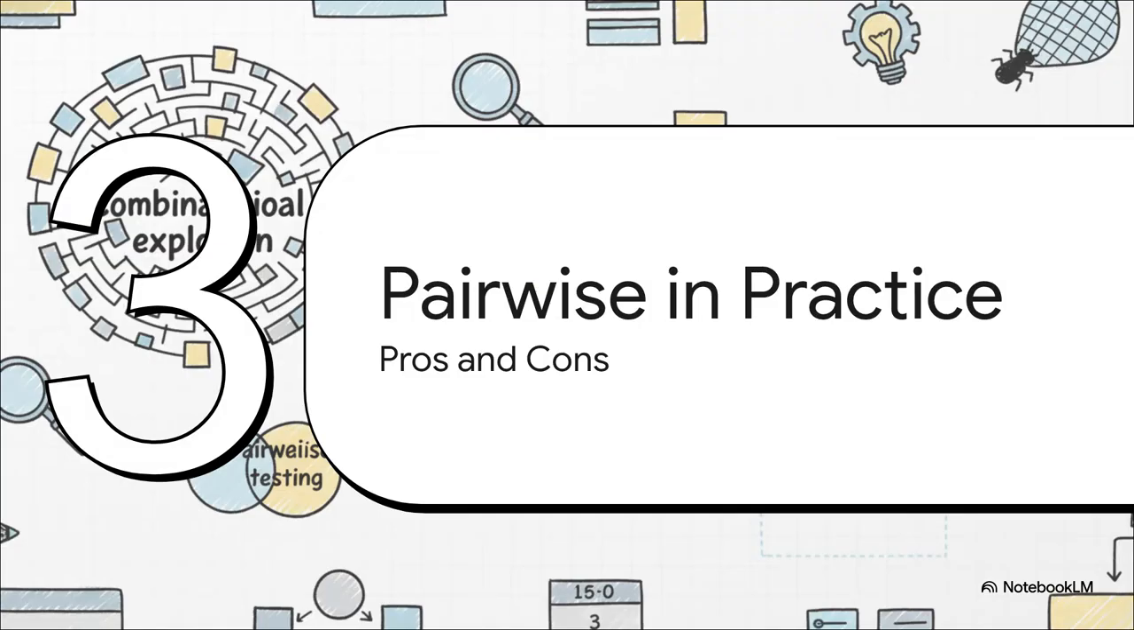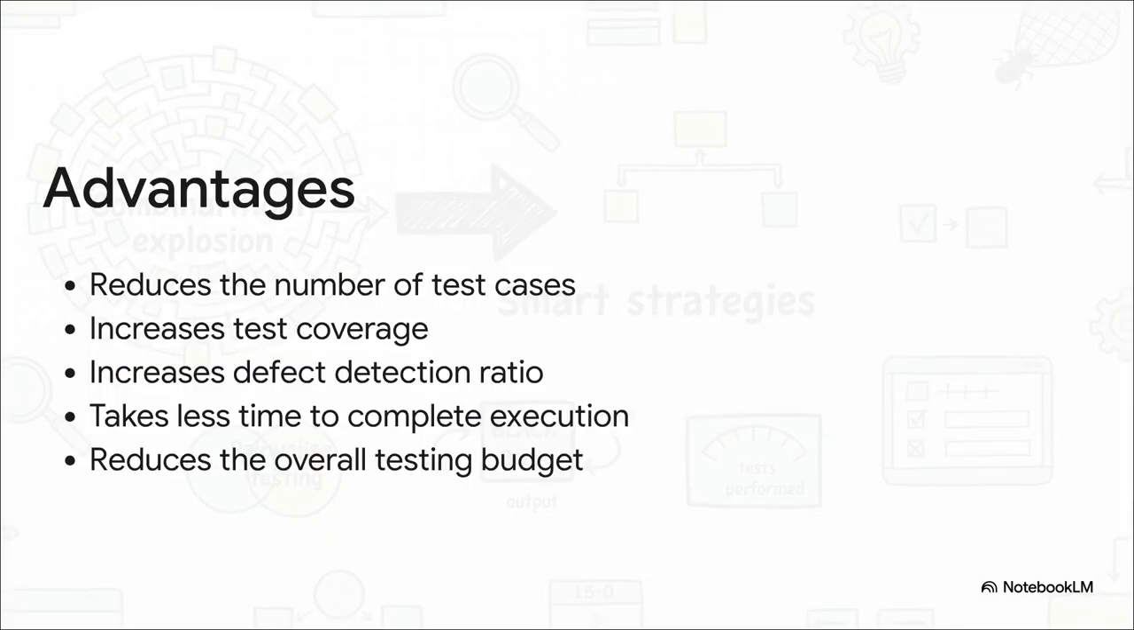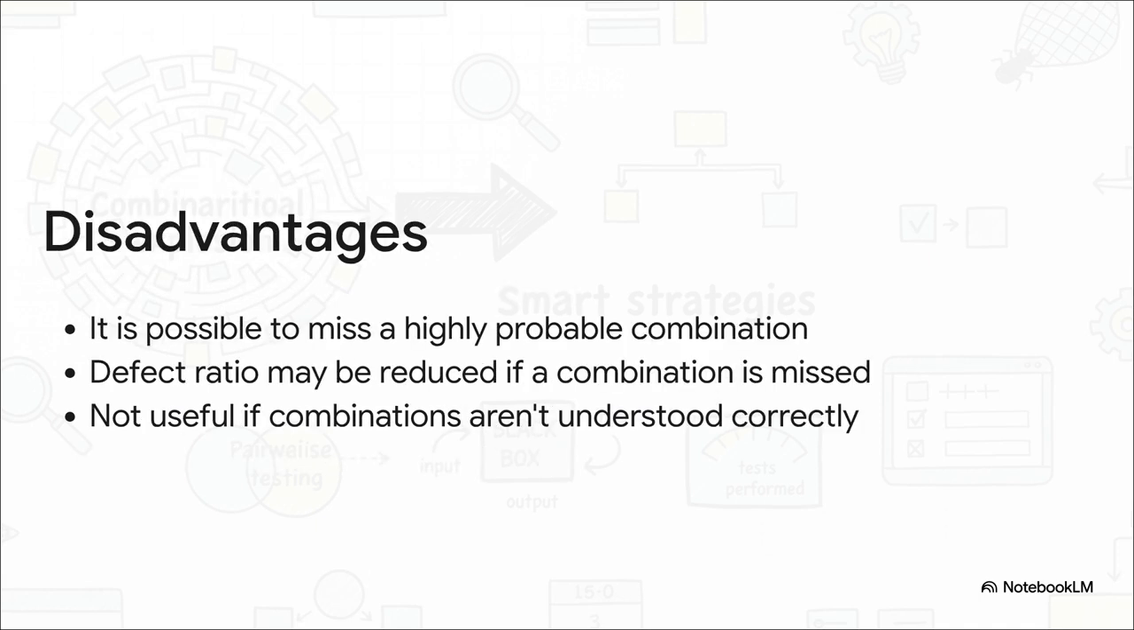But of course, no technique is ever perfect. And while pairwise testing is incredibly powerful, it's really important to understand where it works best and, well, what its limitations are. The good stuff? Well, the advantages are huge. You're running way fewer tests, which directly saves a ton of time and money. But here's the best part. You're not really sacrificing quality. By zeroing in on these high-risk pairs, you actually get more efficient at finding bugs. You catch more of them with less work. It's a win-win. But yeah, there are trade-offs.